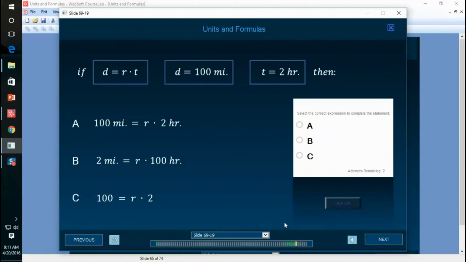If the distance equals the rate times the time, and the distance is equal to 100 miles, and the time is equal to 2 hours, then which of the following is a correct statement? Good. The correct replacements are answer choice A.